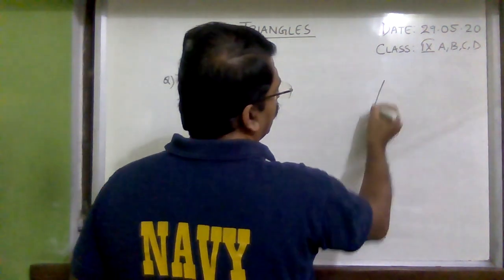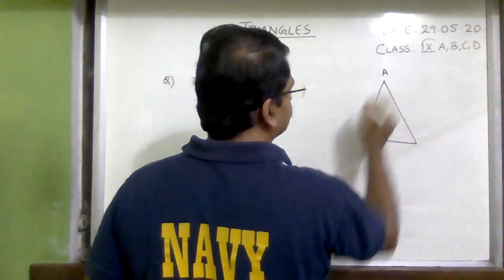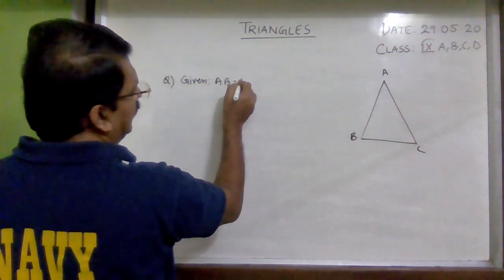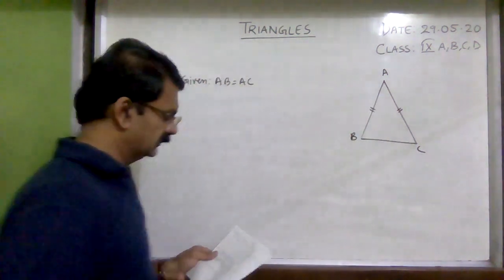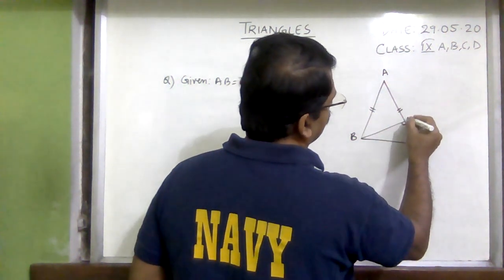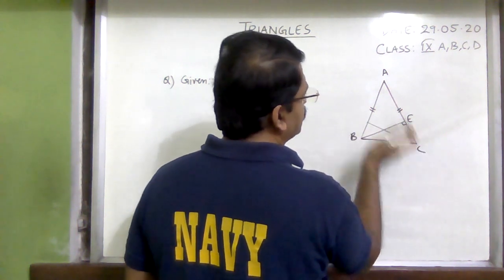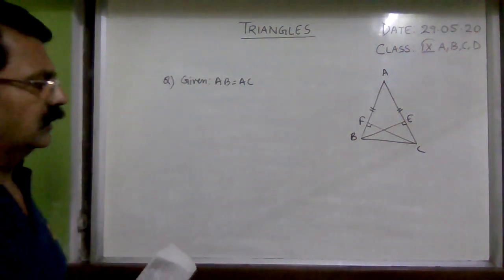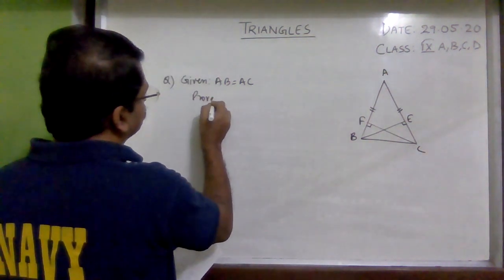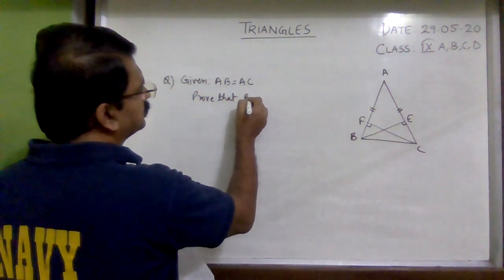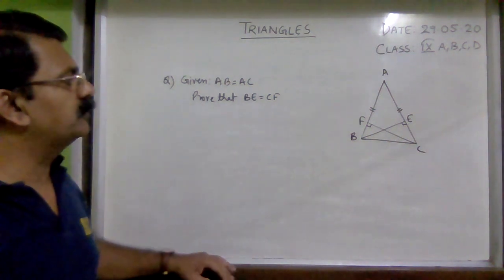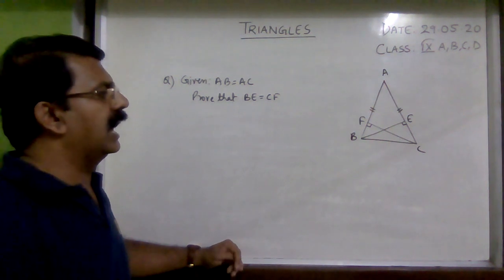Question: ABC is an isosceles triangle, meaning it is given that AB is equal to AC. Now a perpendicular is dropped from B on AC. It is BE, and another perpendicular is dropped from C on AB, that is CF. In other words, BE and CF are the altitudes of the triangle. Now prove that BE is equal to CF. You have to prove that BE and CF are equal to each other.